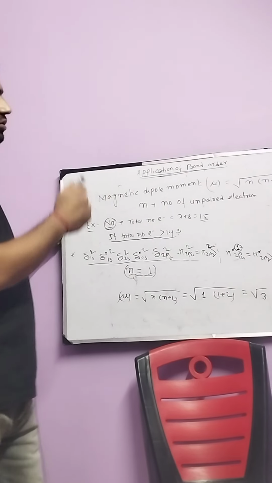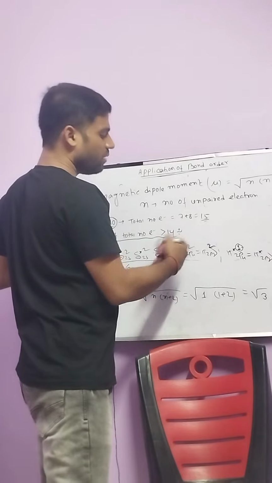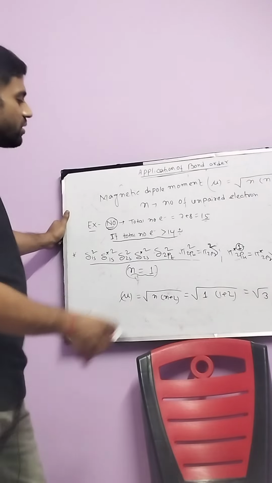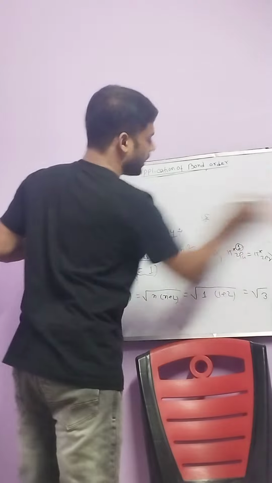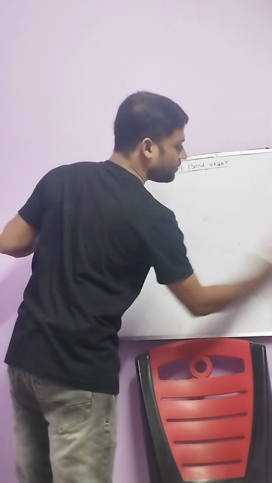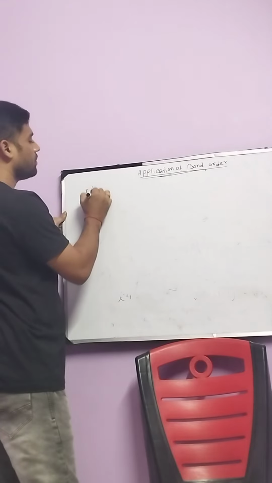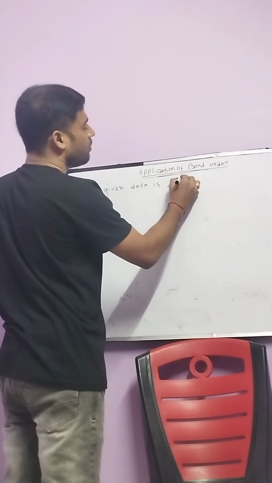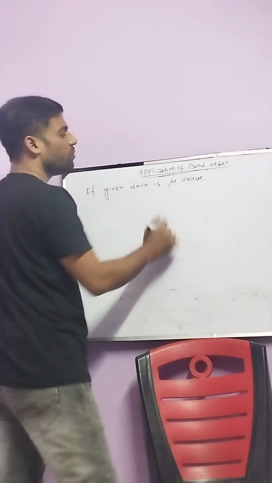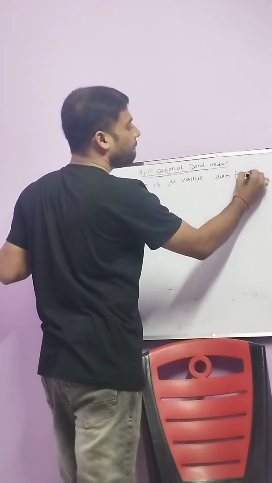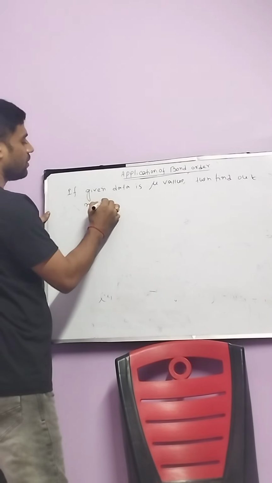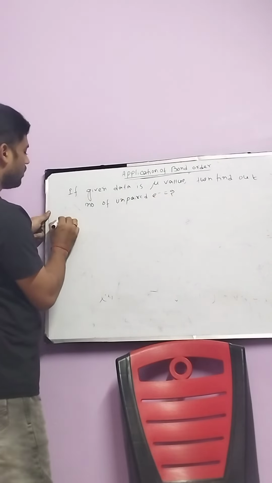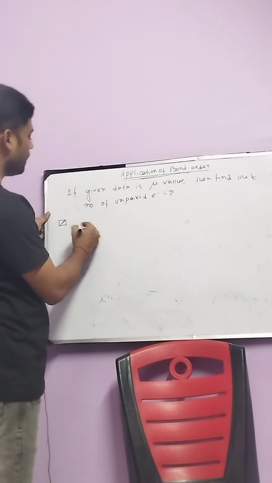But this question is a reverse question. If the magnetic dipole moment of a molecule is given as a number, then you find the number of unpaired electrons. Totally reverse questions can also be found. As an example, we can understand this question. If the mu value is given, that means the magnetic dipole moment is given, then find out the number of unpaired electrons. This is the question.